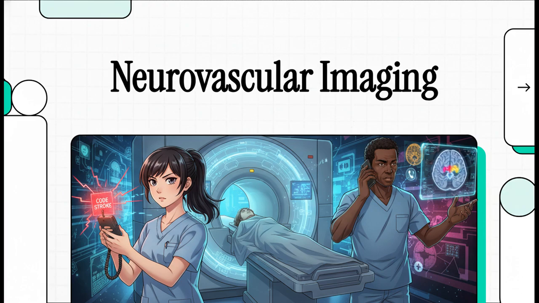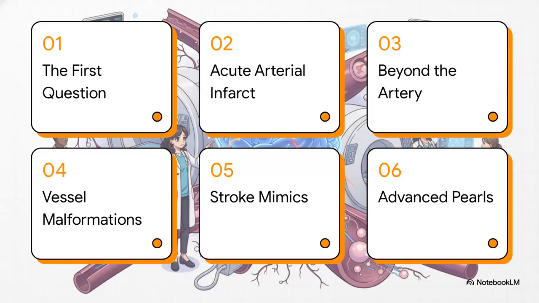So let's dive right in. We're going to build a 6-step diagnostic roadmap together. First, we'll tackle that critical first question. Then we'll decode the classic arterial stroke, look at other vascular emergencies, deal with malformations, spot the mimics, and wrap up with some clinical pearls that are going to make you look like a rock star on call.